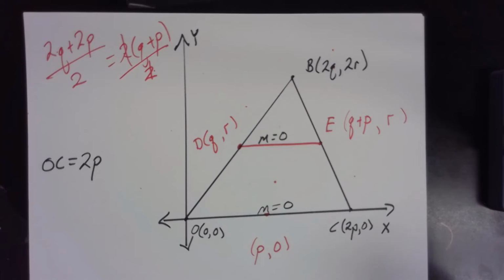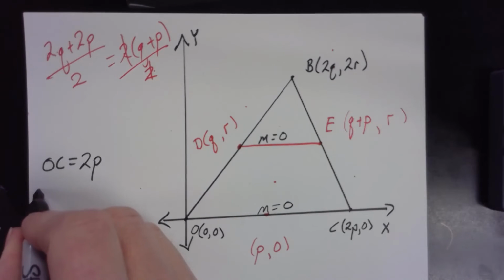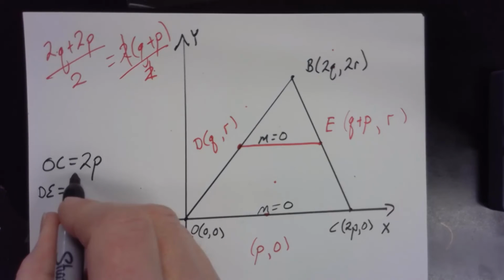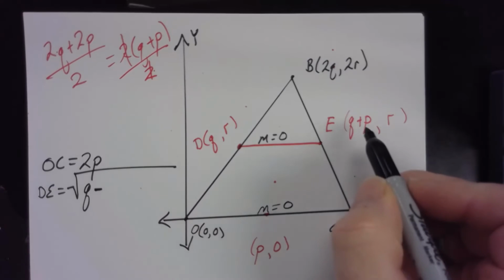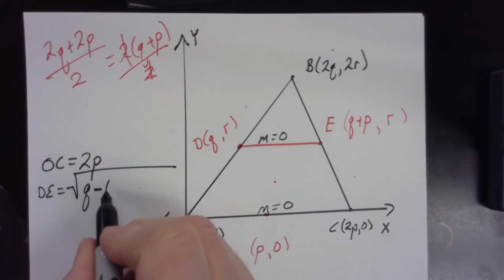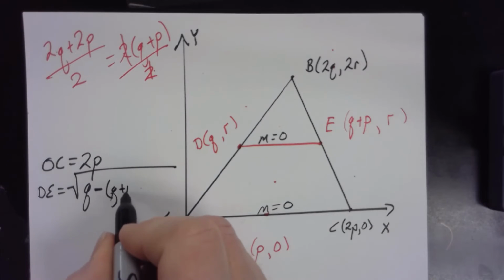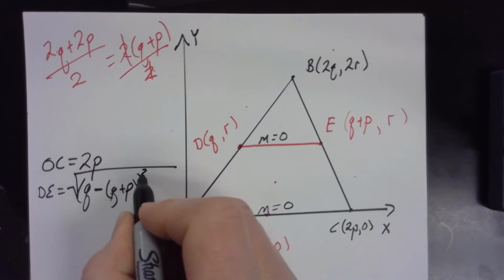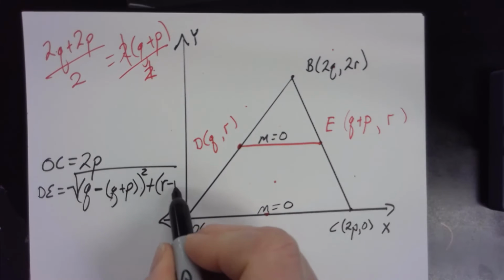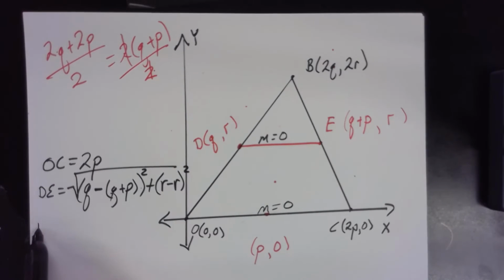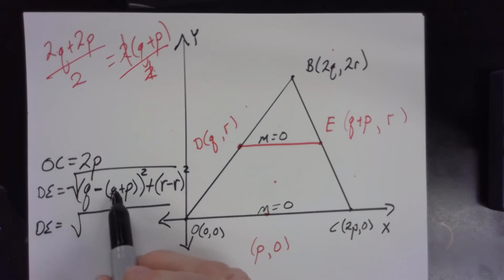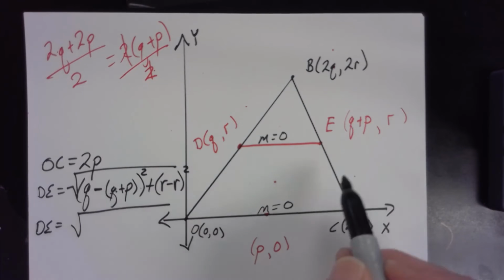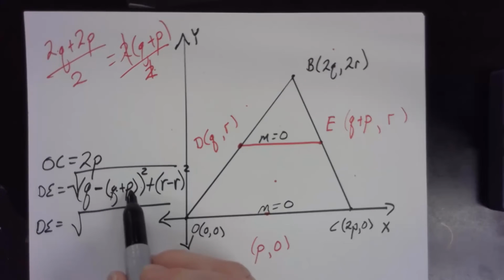Right? It's p. So you can kind of see it. But we could even use the distance formula for DE. The measure of DE would equal the square root of, okay, x, that's q, subtract this x, which would be q plus p, squared plus r subtract r squared. Now does that seem weird that I did this in parentheses? But I have to subtract the q and subtract the p.